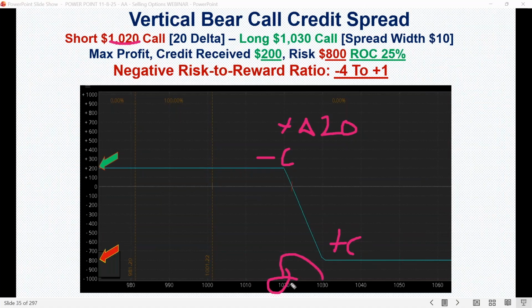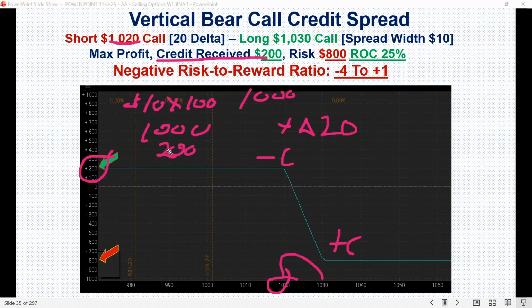Now you can see the spread width between that is $10, which is $1,000. So remember, one option contract's equivalent to 100 shares. So this would be a spread width of $1,000 wide. Now with this example, this brought in a credit of $200 right there. All right, so you've got a $1,000 wide spread. You brought in a premium of $200. So that's your income or your profit if you want to look at it that way.